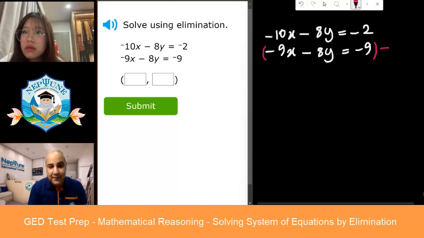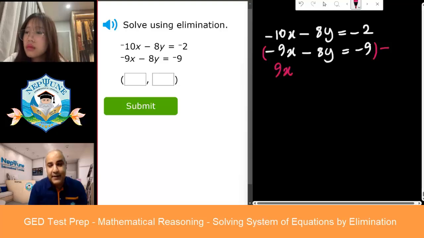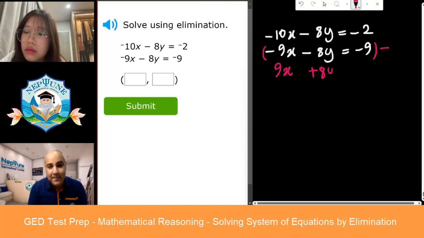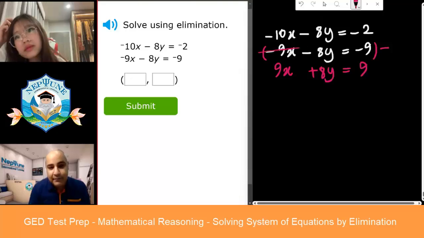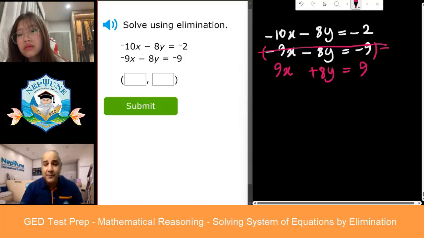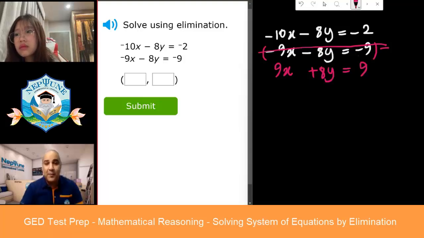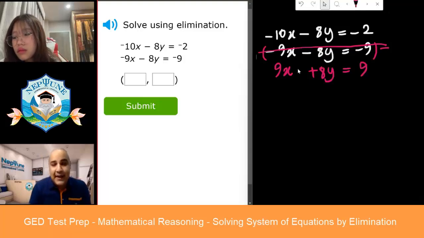Negative times negative 9 is positive 9x. Negative times negative 8y is plus 8y. And that becomes positive 9. Now, ignore this one. We just multiply it by negative. And if you multiply a line by a number, all of it, it's basically the same thing. We are allowed to do that. It's one of the properties that we can use. Now add them.